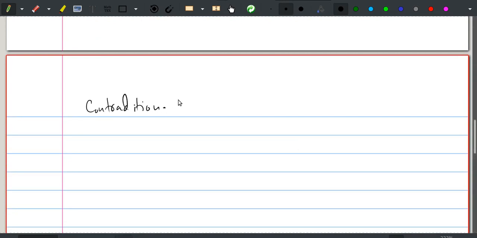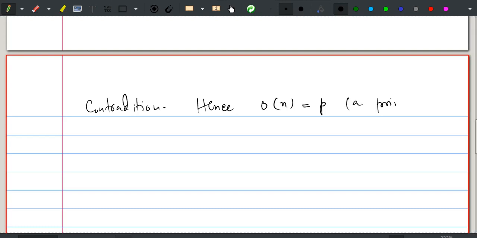So this forces m to be a prime number. So hence the order of x is p, a prime. So hence we are done. Therefore G is a group of prime order.